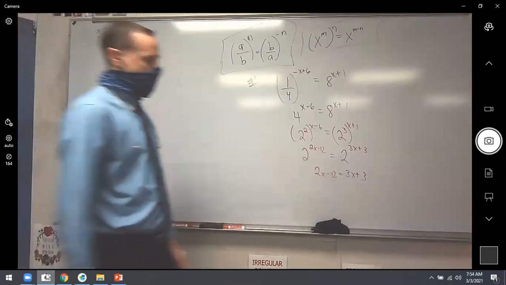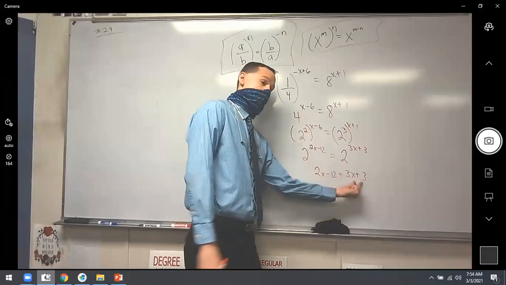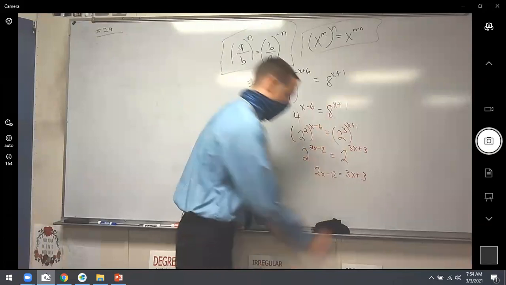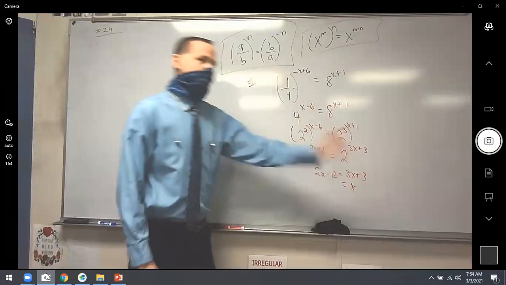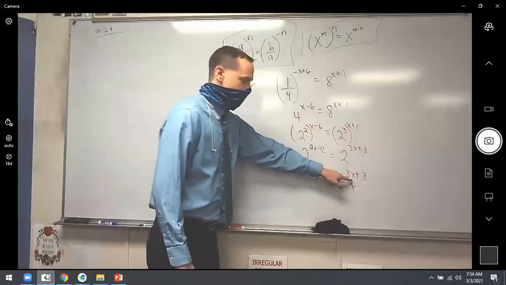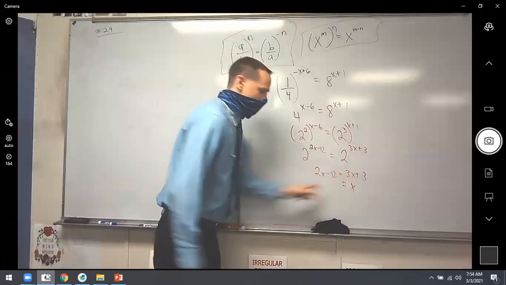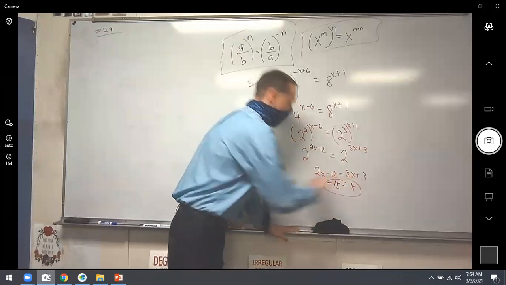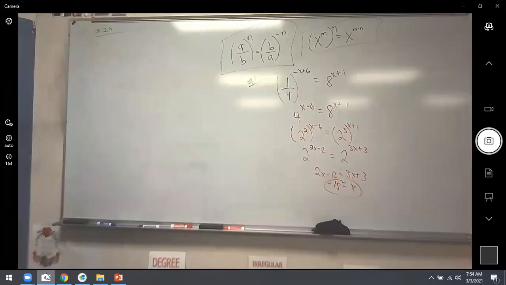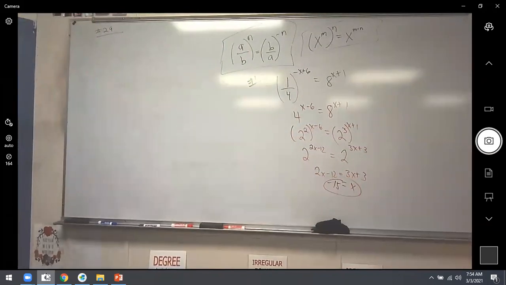And then to finish the thing up, I think it'd be pretty easy to move the 2x over and then just have an x, and that's kind of what I'm after anyway. So if you subtract 2x from both sides, just an x over here. You have to move the 3 over though, so if you subtract 3, you'd get negative 15. So that's my solution for number 1. X equals negative 15. So there we go. Any questions over that?